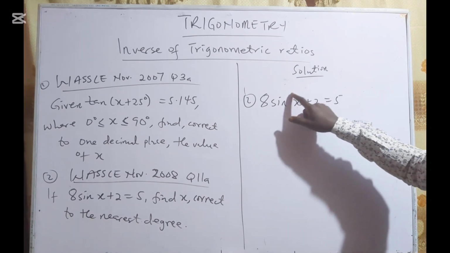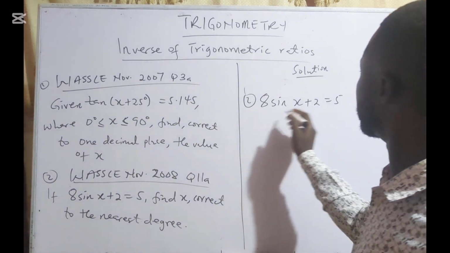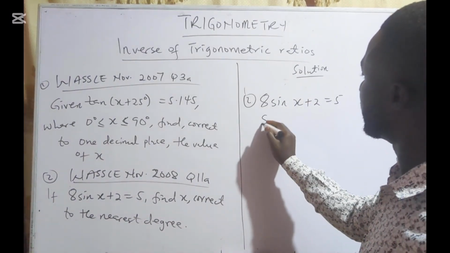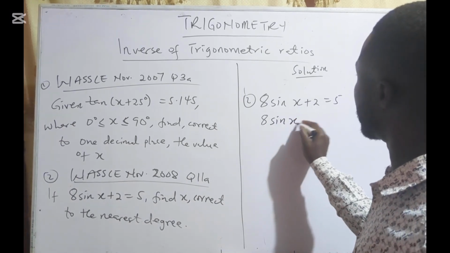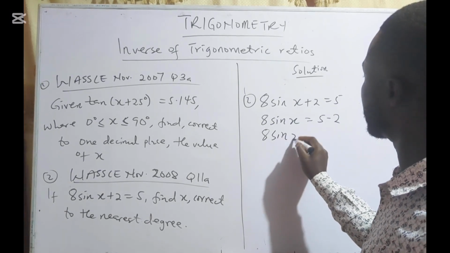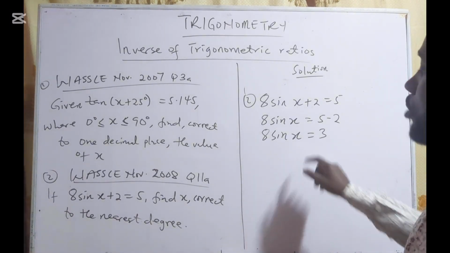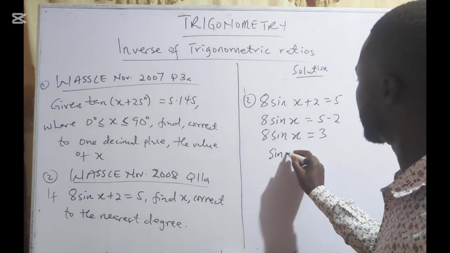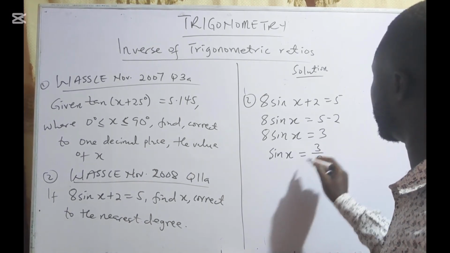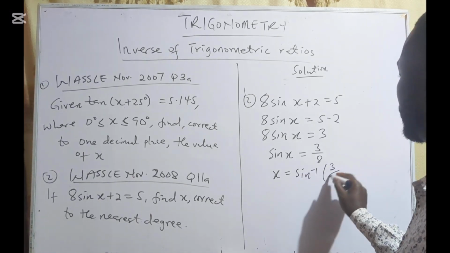So the x plus 2 is not in bracket. It means that it is only the x that is an angle. So first of all you take the 2 here. That will be 8 sine x equal to 5 minus 2. 5 minus 2 will give us 3. Then I divide through by 8, so that my sine x is going to be 3 on 8. Then my x is going to be sine inverse of 3 over 8.